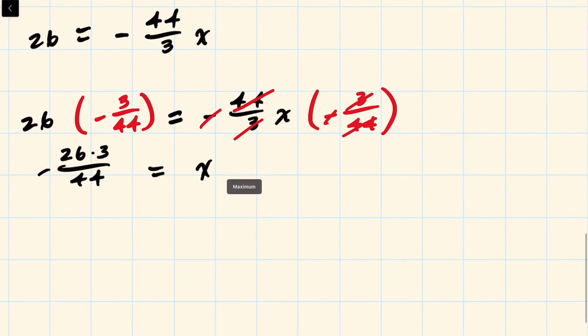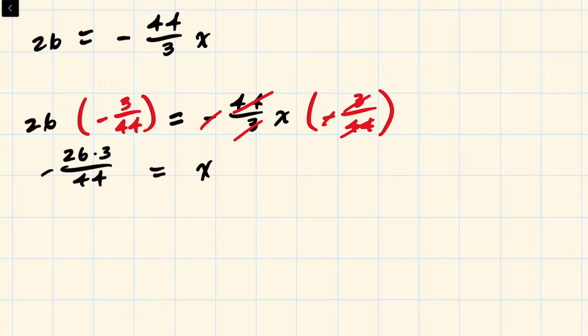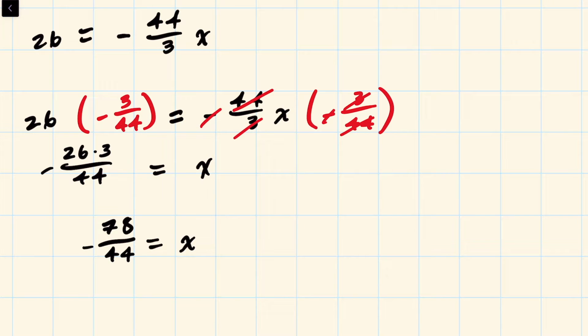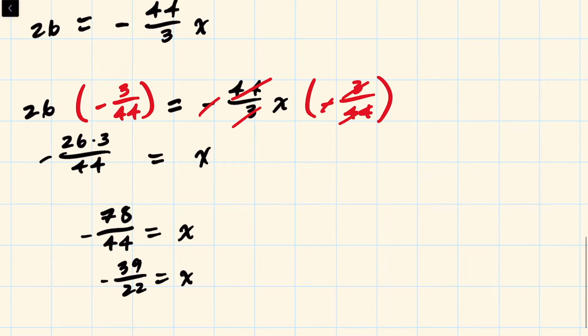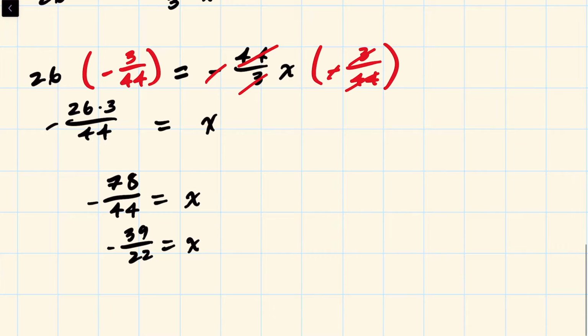So that's x. And let me just punch this into my calculator and see what we get really quickly here. So that's 78 over 44. And that can be simplified. 78 divided by 2, so negative 39 over 22. And I believe 39 is a prime number. So yeah, that's it. We found x.